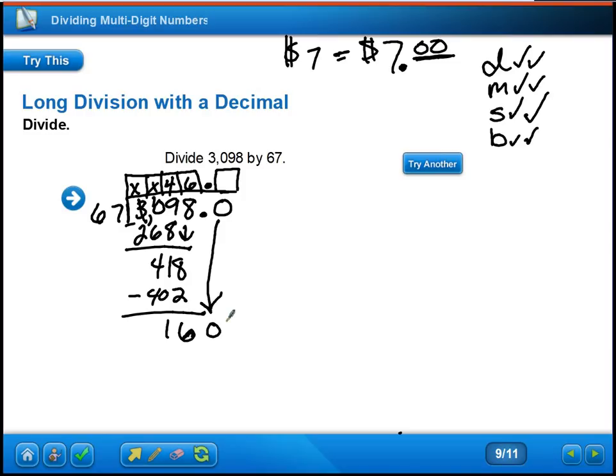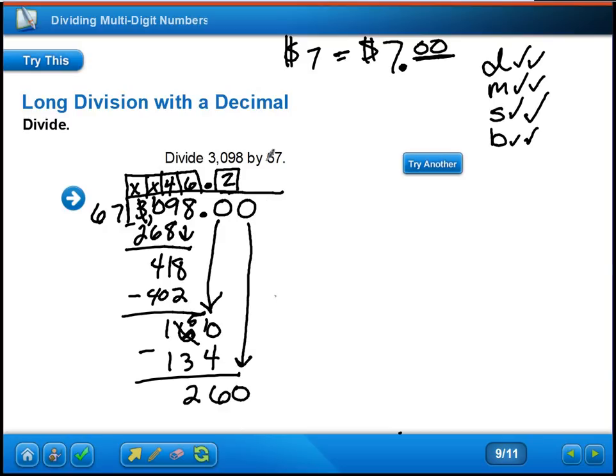And I look how many times does 67 go into 160. Well, 67 is close to 70. 70 times 2 is 140, so let's try 2. 67 times 2 is 14, so 134. I get 6 and 2, so I know it works. And I'm going to add another 0. I'm going to keep going, and I can bring another 0 down.